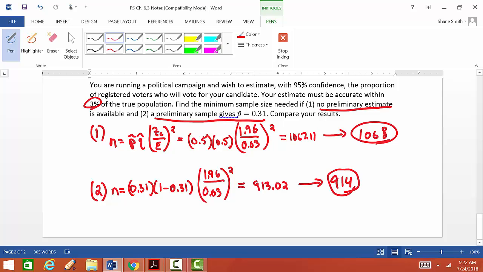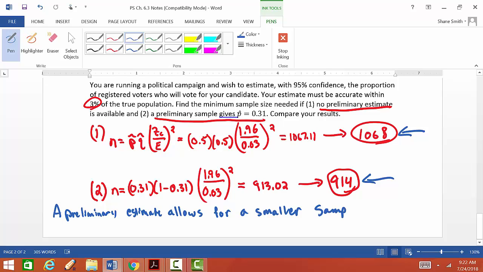Okay, so what happened? Well, if you have a preliminary estimate, you don't need as many people, right? This one had the preliminary estimate, 2 did. If you don't have a preliminary estimate, you need to survey more people, okay? So we can say a preliminary estimate allows for a smaller sample size needed. And that's basically it.